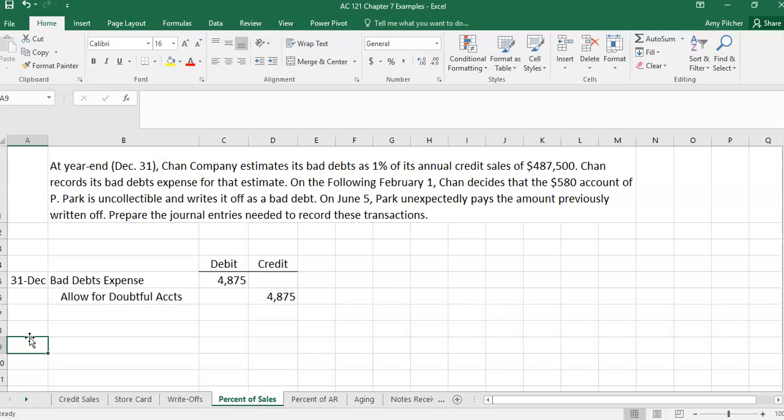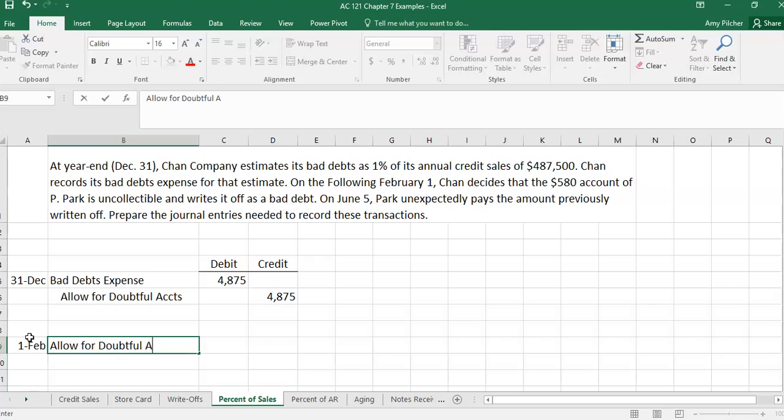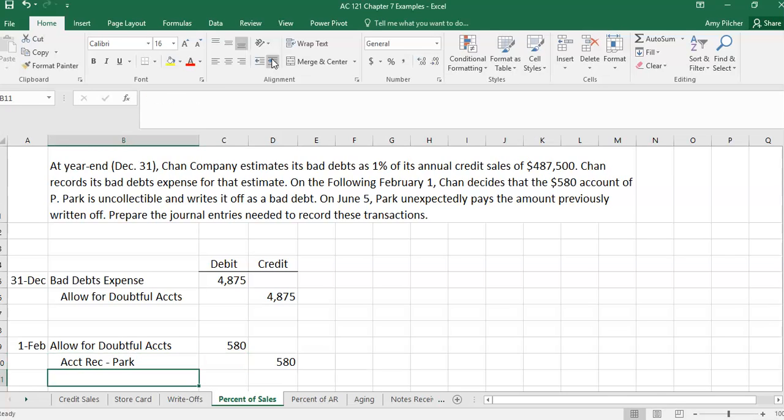Then it tells us that on February 1st, we've decided that the account of P Park is uncollectible and we write it off as a bad debt. So on February 1st, we are going to record that to the allowance for doubtful accounts for $580, and we're going to remove their account receivable, $580.